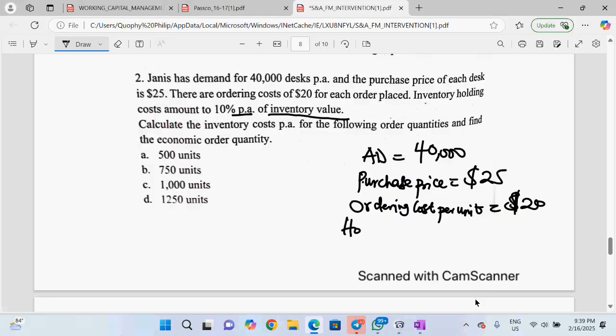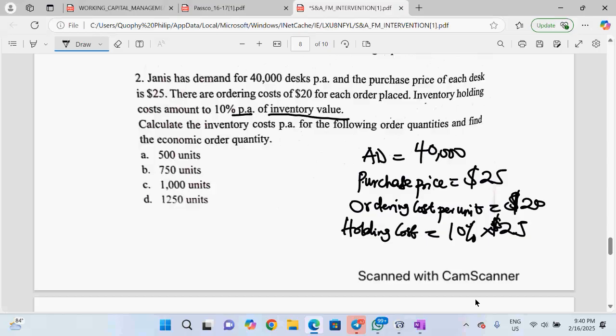The purchase price. So the holding cost per unit is basically 10% of the purchase price. So what is the purchase price? $25. That is what they are telling us, right? All right. So this is the whole summary of the question.